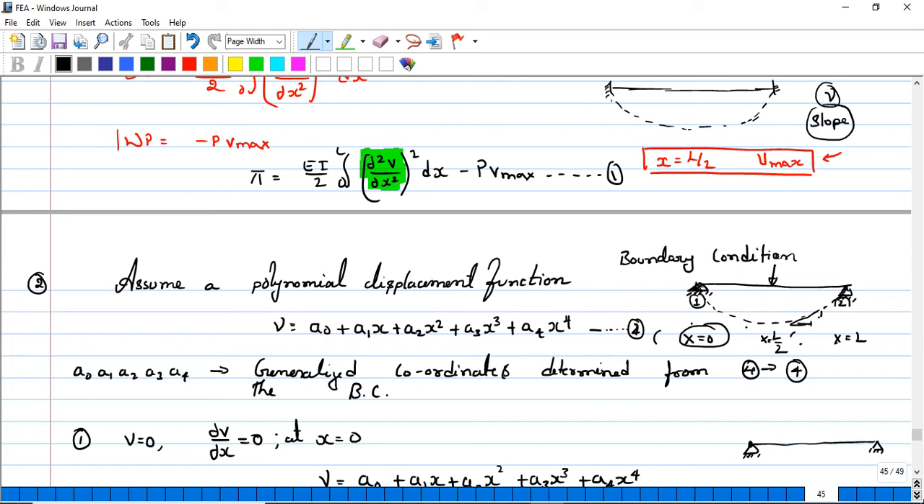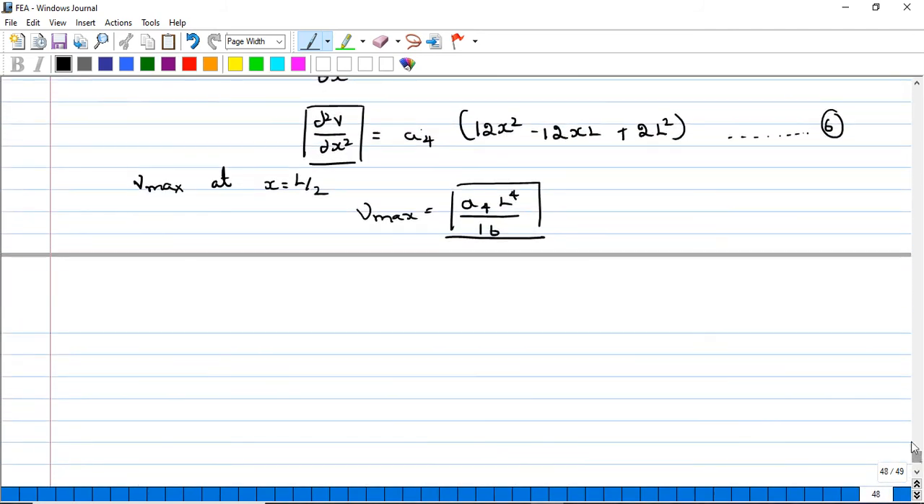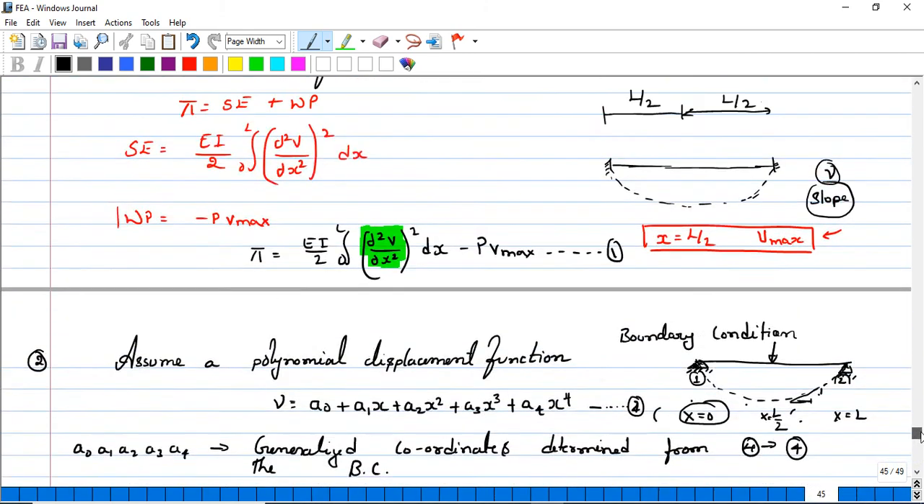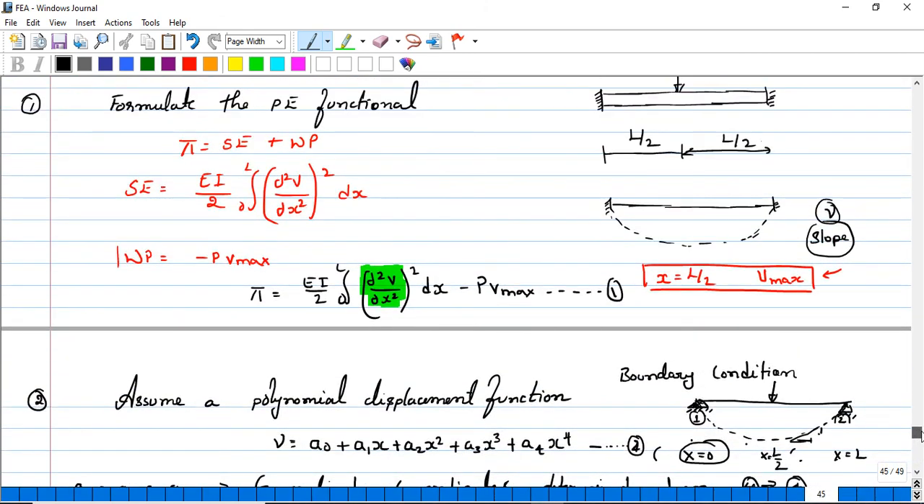So now we shall substitute the values or the equation that we found in displacement model in potential. That will be our step number 3. What is step number 3? Substitute the displacement function in potential energy functional. So what is the potential energy? That is the number 1 equation. So here we shall substitute the displacement model. What is that? ∂²v/∂x² as well as v max, that we have identified.